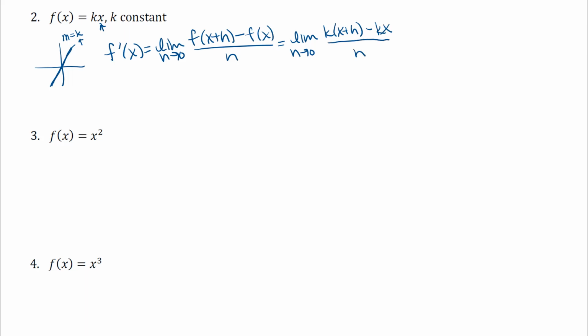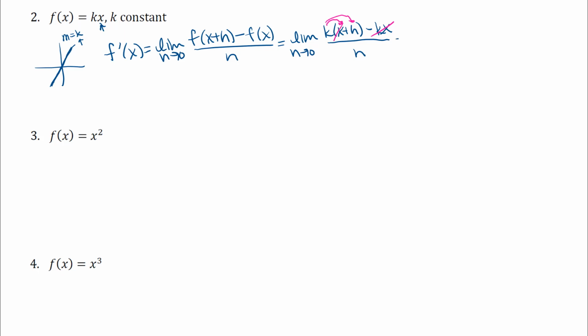And just to save some space here, there's some algebra that you should be able to see is going to happen here. So we're going to distribute that k through. So we'll have kx plus kh, and then we've got a kx term at the front and another kx term at the back that are going to end up canceling.